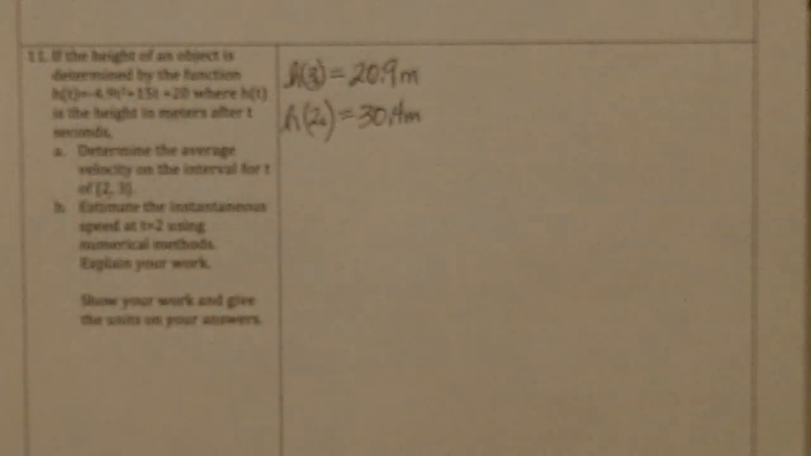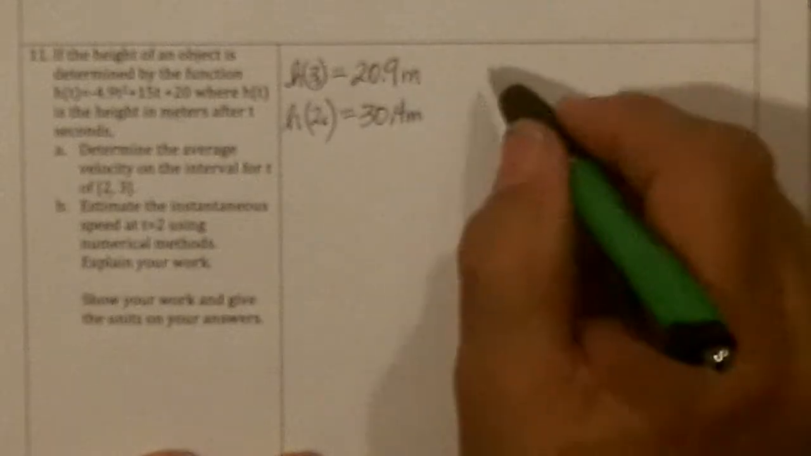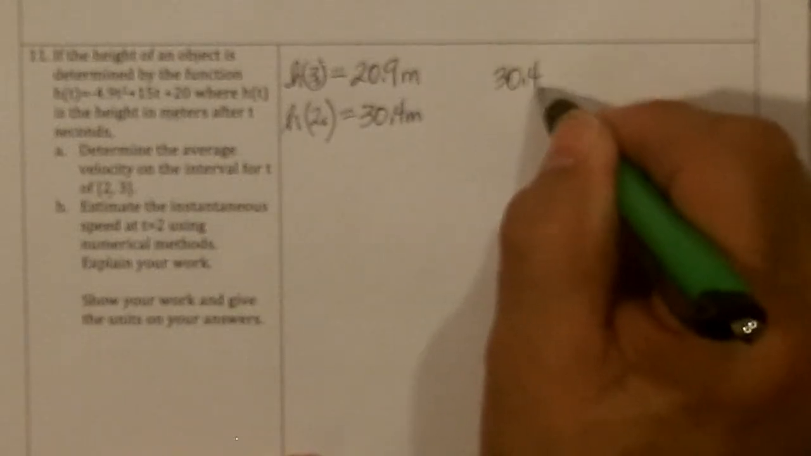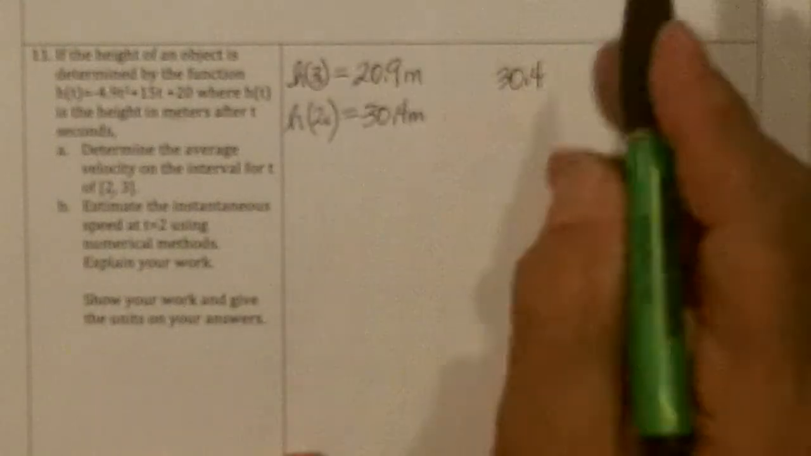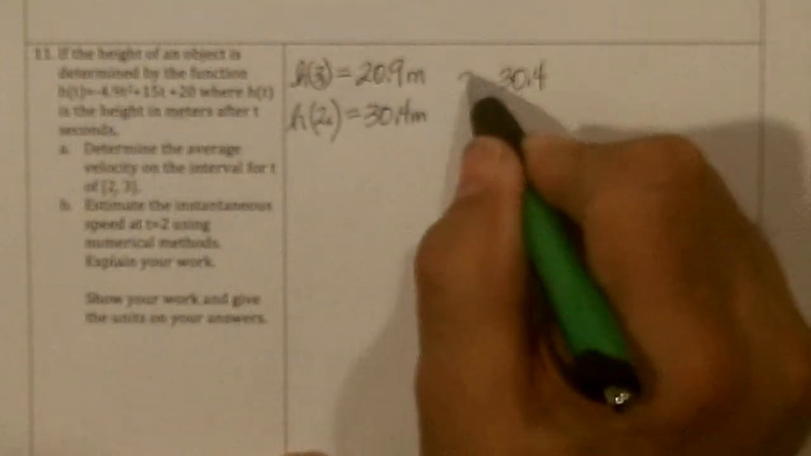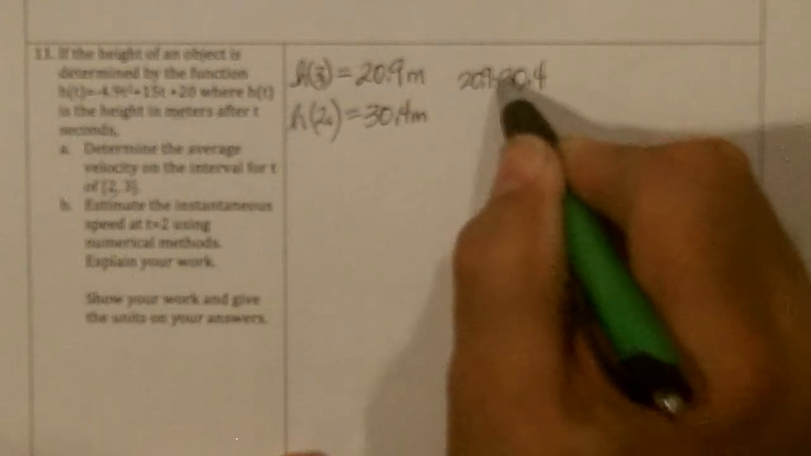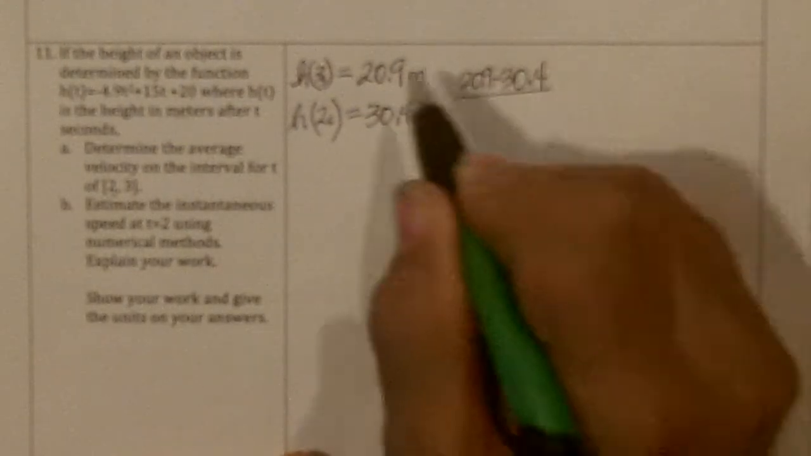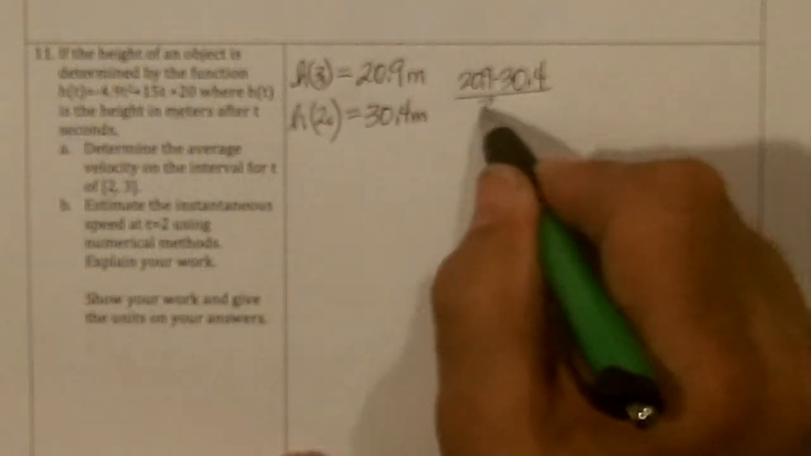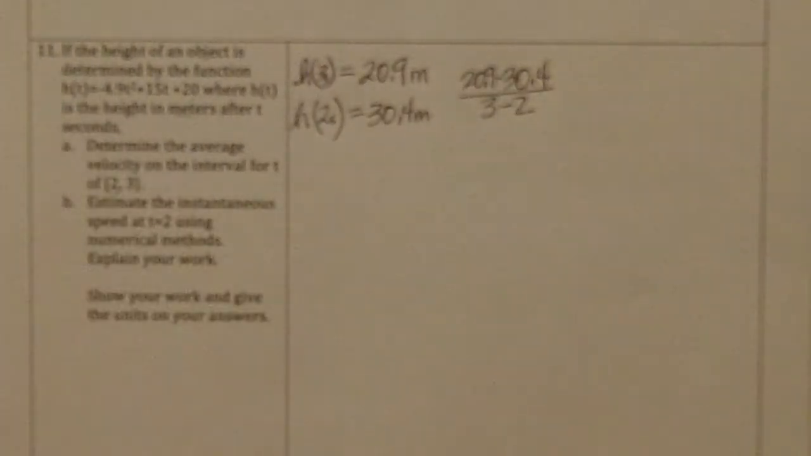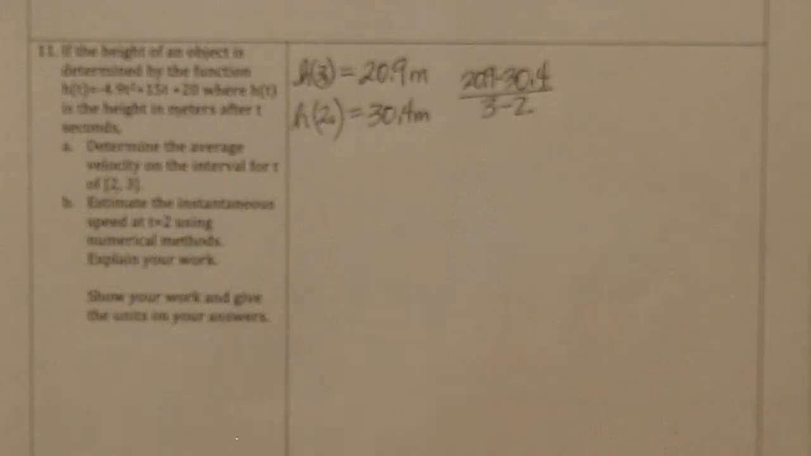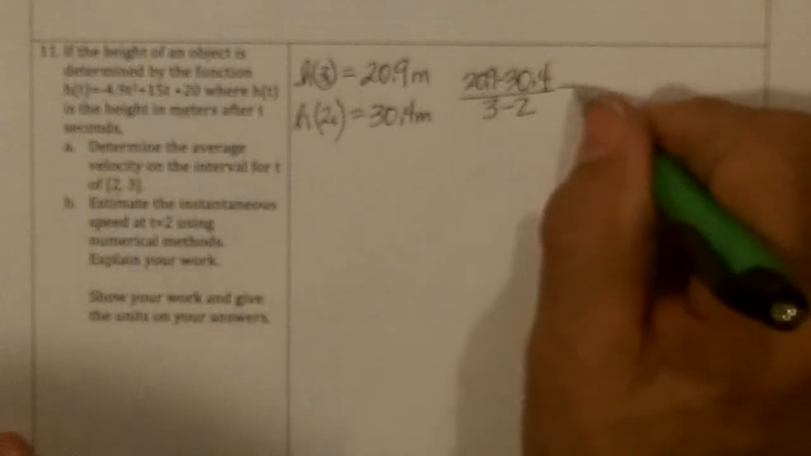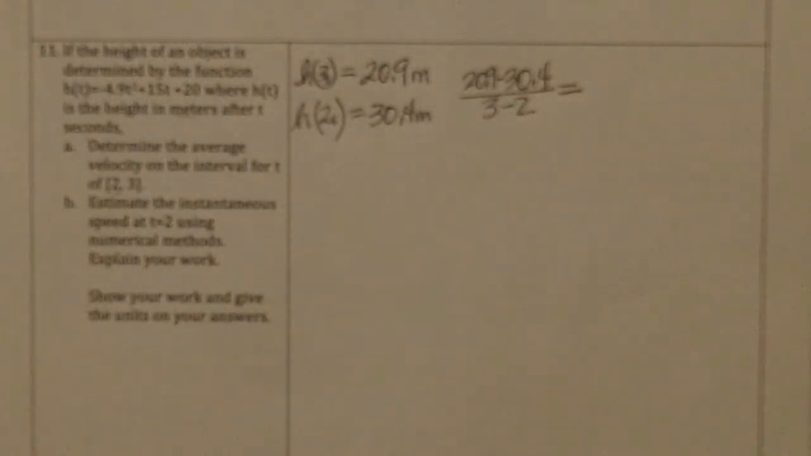Okay, and it says y2 minus y1, 30.4. Oh, wait a minute, this is y2 because that's a 3. So I got to do 20.9 minus 30.4 over 3 minus 2. I could write it the other way, 30.4 minus 20.9, but then it would be over 2 minus 3. Anyway, the average velocity is not positive, it is negative.